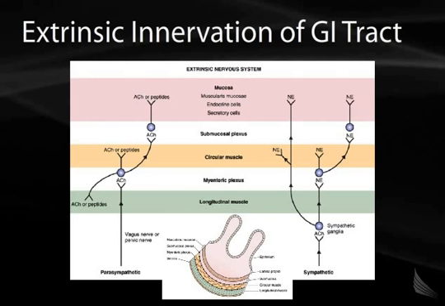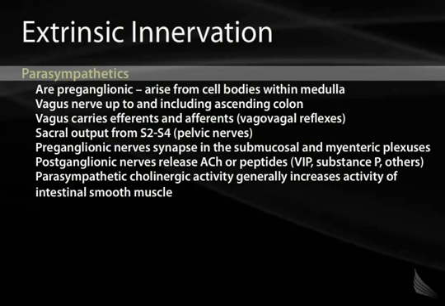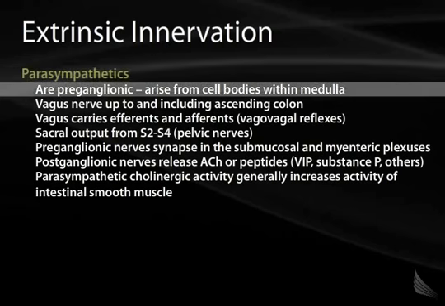In the same way, we have ganglia with norepinephrine as the primary neurotransmitter, which again are capable of communicating with each other, showing that these pathways are multisynaptic and information can flow in multiple different directions. We will now discuss the other two pathways, namely the parasympathetic and the sympathetic system, which play a role in extrinsic innervation. The parasympathetic pathways are preganglionic and arise from cell bodies within the medulla.